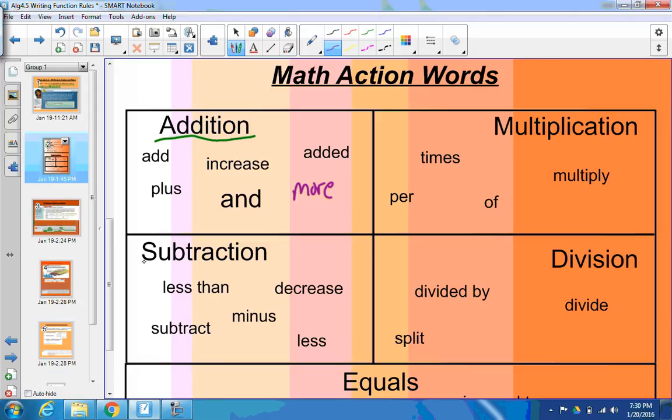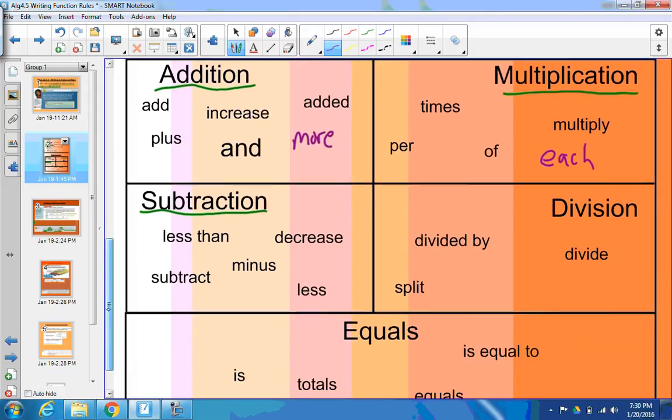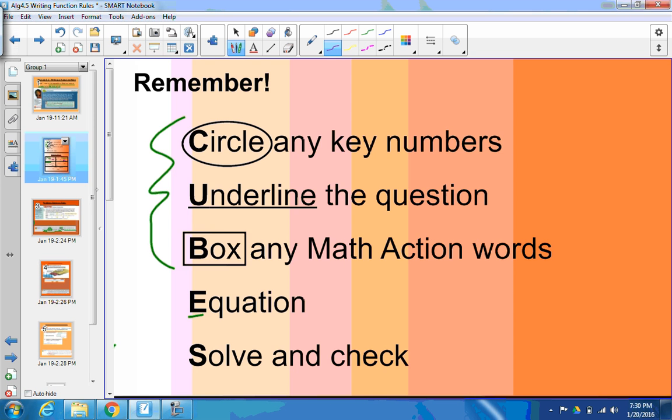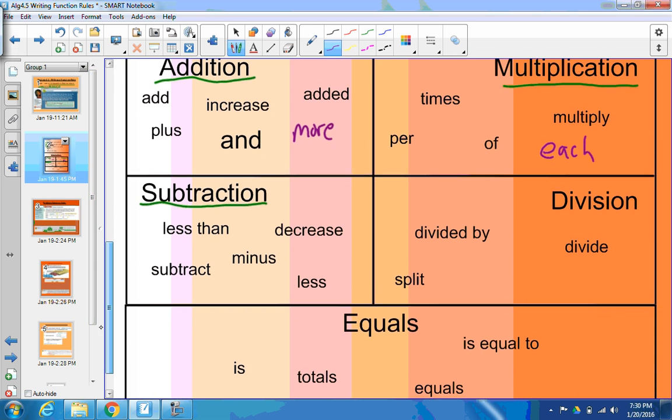Some that might signify subtraction: less than, less, minus, subtract, decrease. Yep, those are all good ones for subtraction. There might be even more. Multiplication: times, a per, of, multiply. I think each would be another good one. And then division, you could say divided by, divide, split. There's not a ton more for division, but if you can think of one, sure enough, write it down.